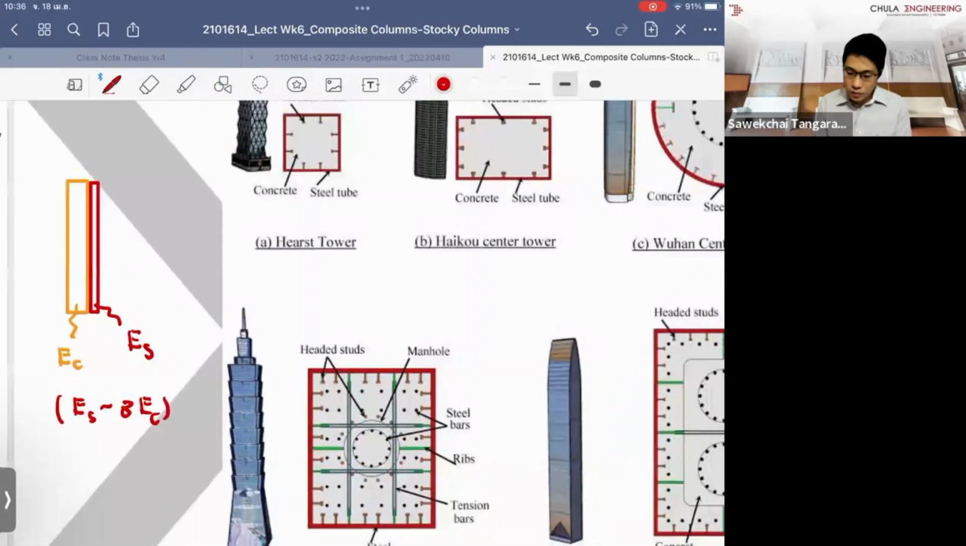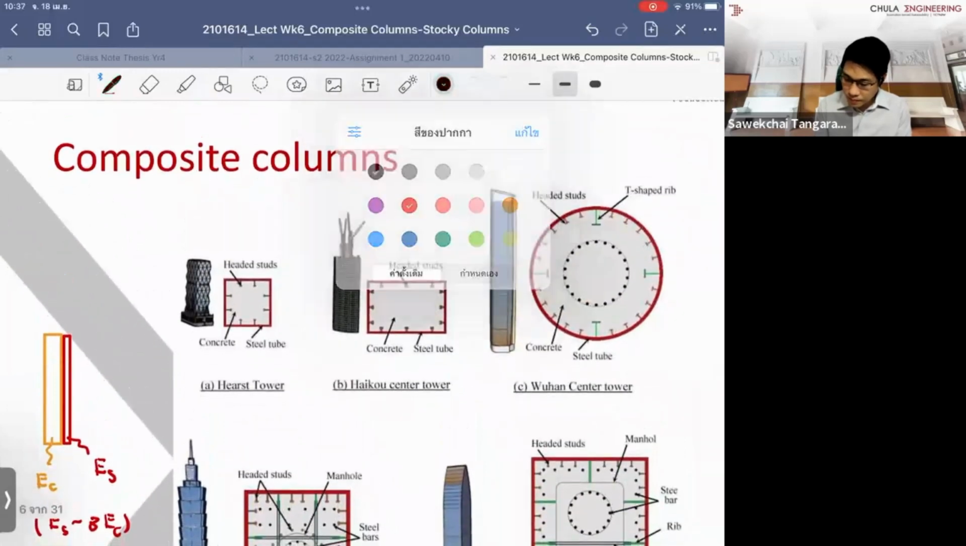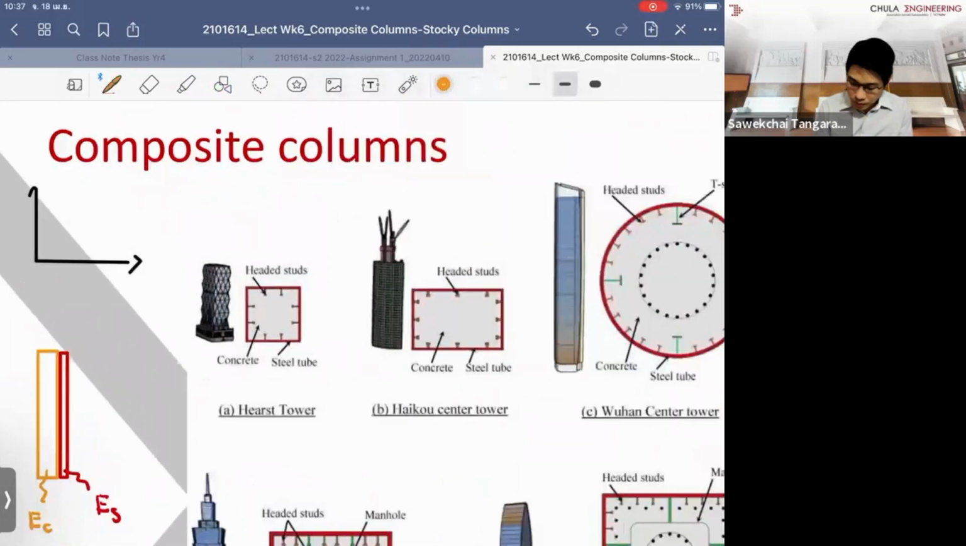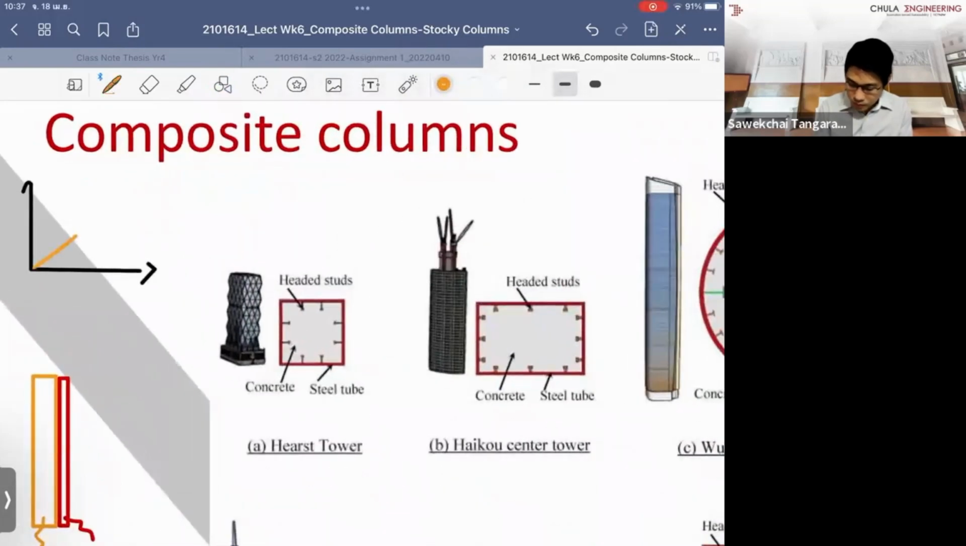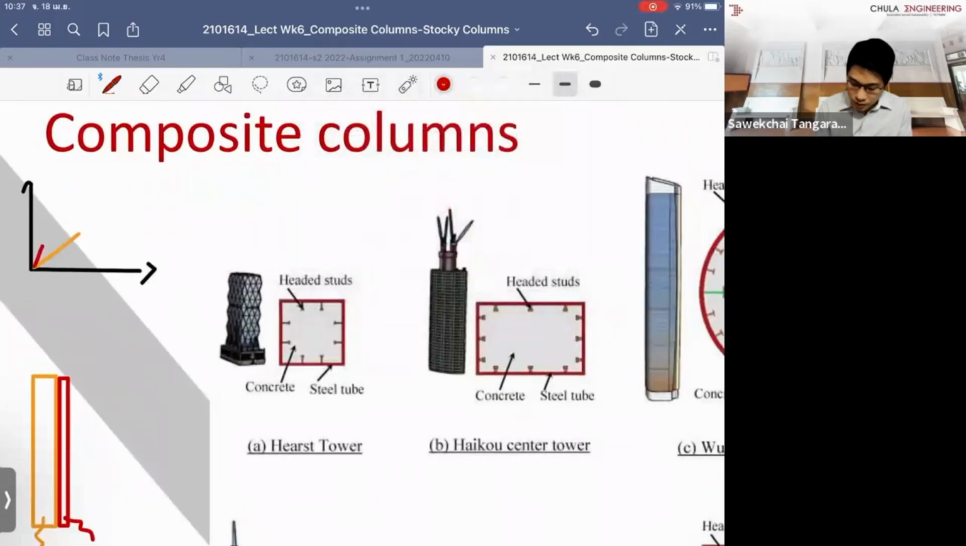So what it means, if you're looking at the material properties, you compare the stress and the strain diagrams. For the concrete, this is the initial slope. For the steel, this is the initial slope.